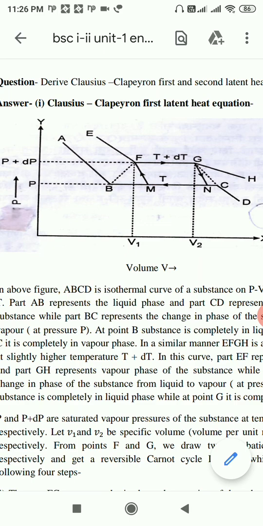When temperature is increased slightly, temperature is T plus dT, then we see the curve is similar to the curve ABCD, but now this horizontal portion is reduced, and this horizontal portion for temperature T plus dT is now FG, which is smaller than BC.